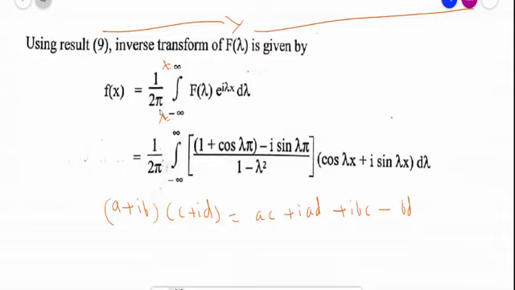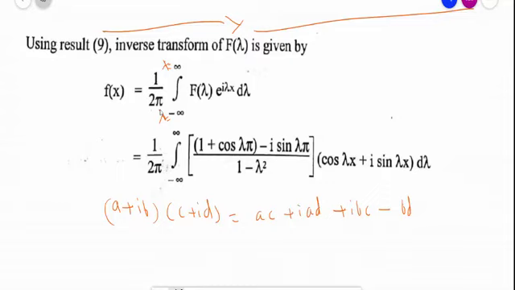So after this we have to use the Euler's formula e raised to i theta, that can be written as cos theta plus i sin theta. Take theta equal to lambda x. So next job is how we have to simplify this. This is one of the complex number.